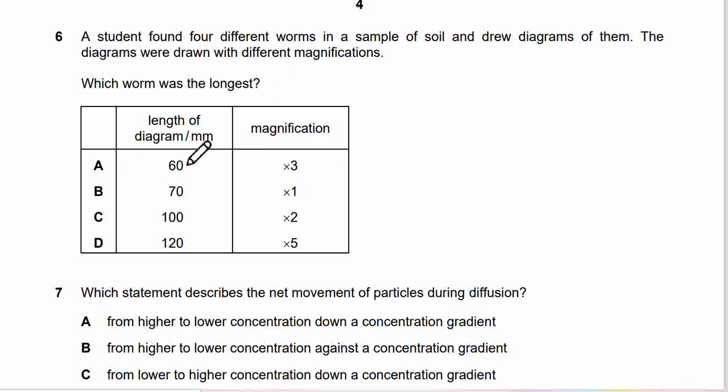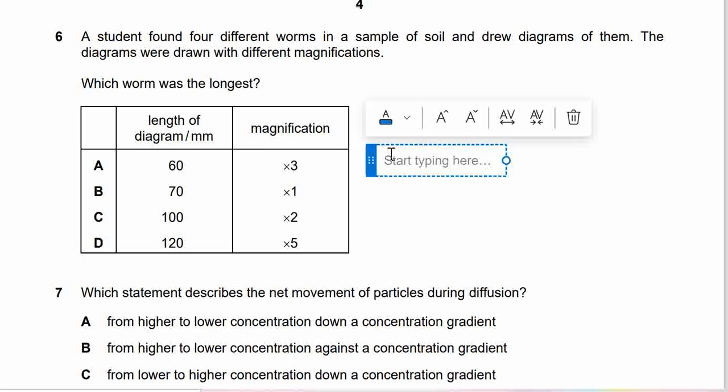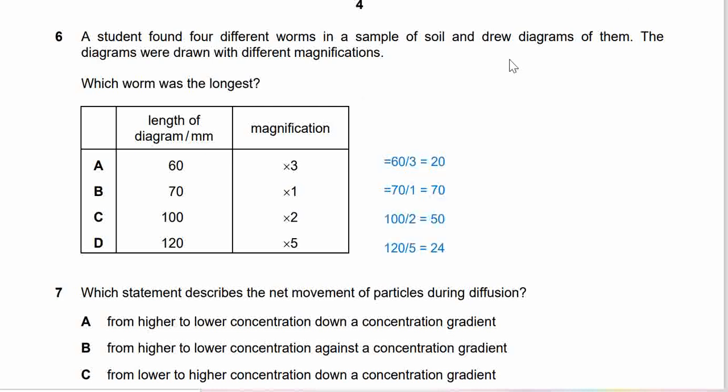Length of diagram and magnification. So the length of diagram is 60 and magnification is times 3. I mean the real one is 60 divided by 3, which equals 20. After we divide the length of diagram by the magnification, we'll get 20, 70, 50, and 24. The longest worm will be 70 here. So the answer for number 6 is B.